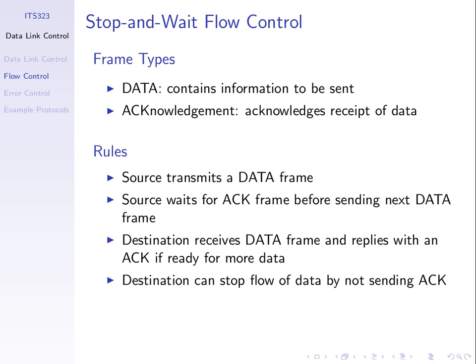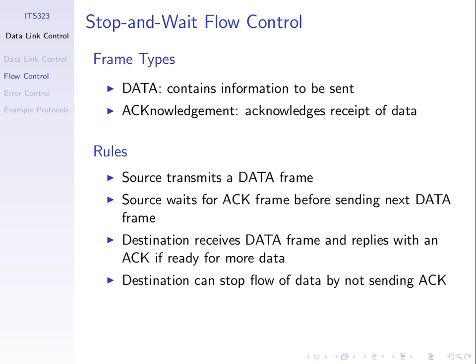Remember, a protocol is just a set of rules that define what the entities do to communicate. So the rules in the stop and wait flow control protocol are: the source transmits a data frame, then the source waits for an ACK frame before sending the next data frame. So I'm not allowed to send the next one until I receive an ACK. That's the rule. I cannot send two data frames in a row. It must be send data, receive ACK, then send the next data, receive the next ACK. That's the source.